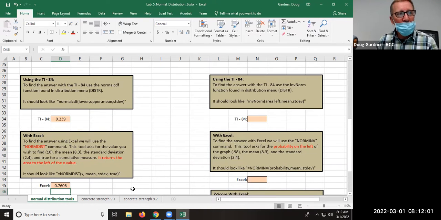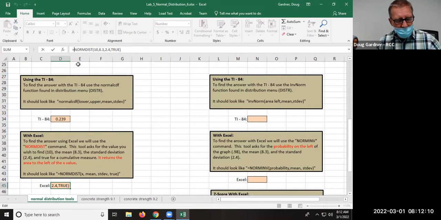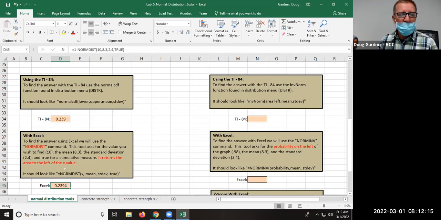Now, notice that gave us the area to the left. So that's not the answer we're after. But how do you fix it? Well, as Shelly said, all I have to do is go in here to the equal sign and say, oh, actually, I want 1 minus that answer. And notice now they agree. I get the same answer with Excel that I got with the calculator.